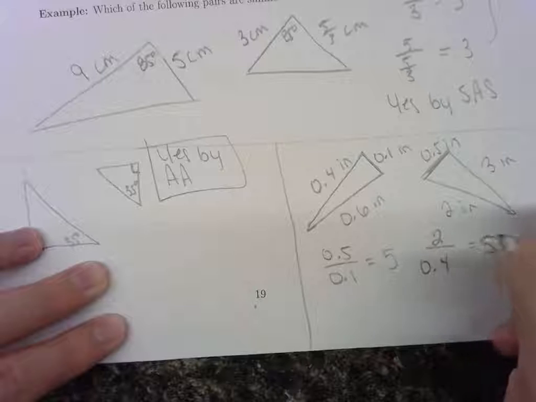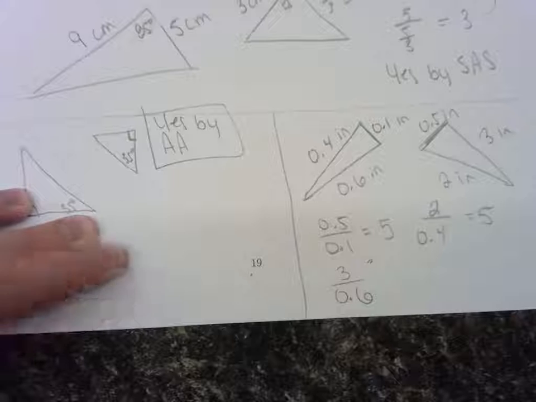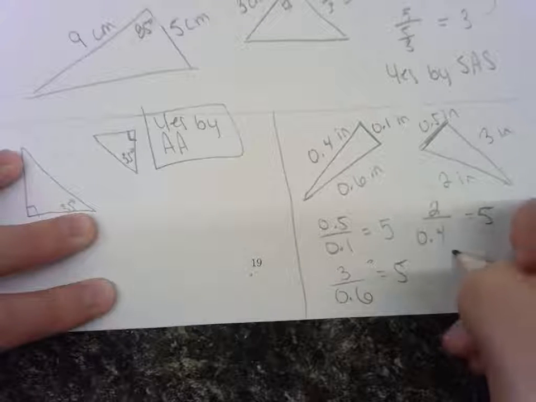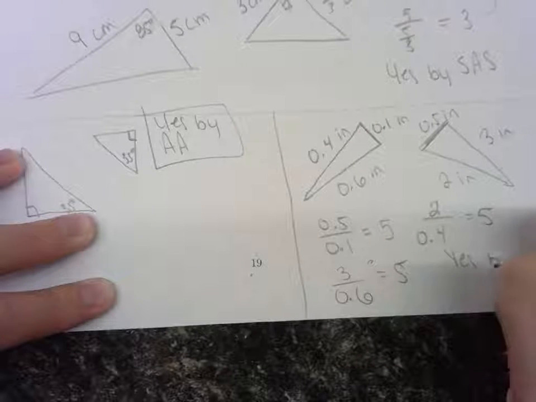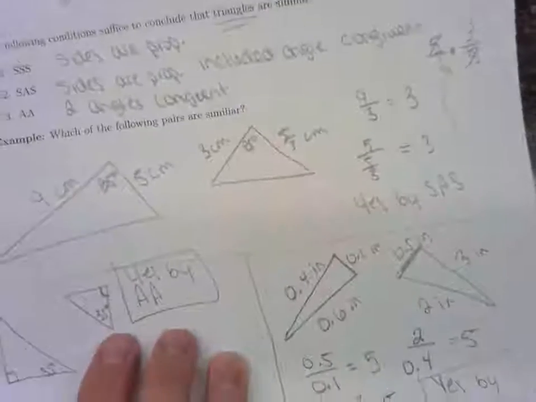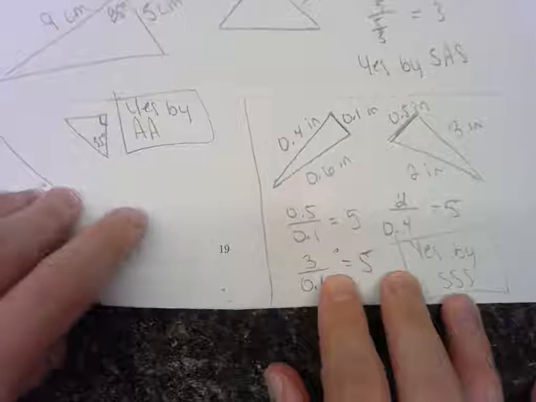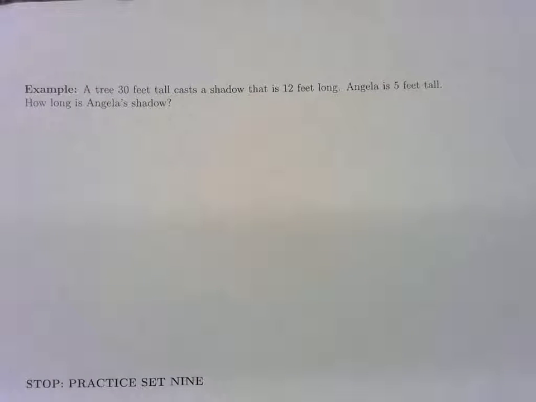Okay, so 2 divided by 0.4. I got 5 here, so we need to check one more. All 3 of them have to be proportional. 3 divided by 0.6 is also 5. So all of these are proportional. So this would be yes by side, side, side. Okay, so that gives us an example of each one of those. We have one more example, so this will be an application of similarity. It says a tree 30 feet tall casts a shadow that is 12 feet long. Angela is 5 feet tall. How long is Angela's shadow?